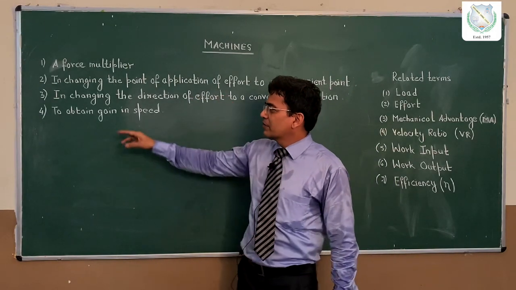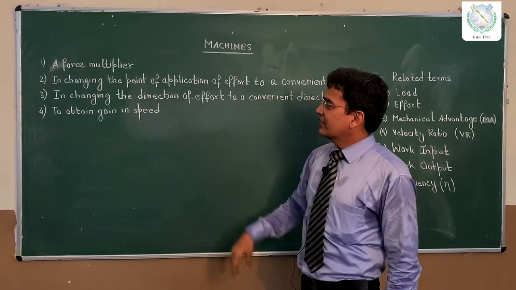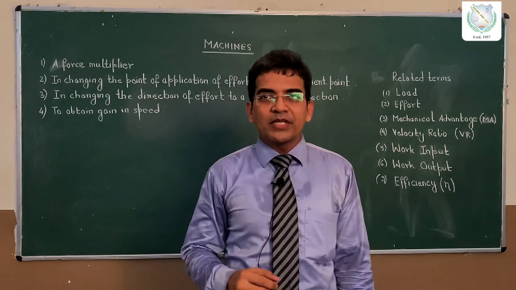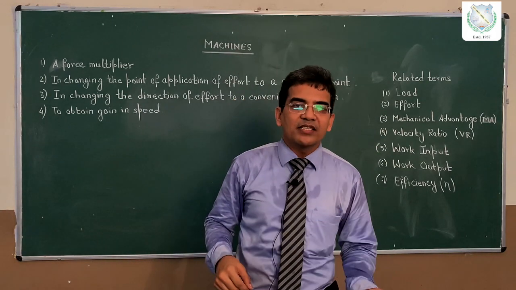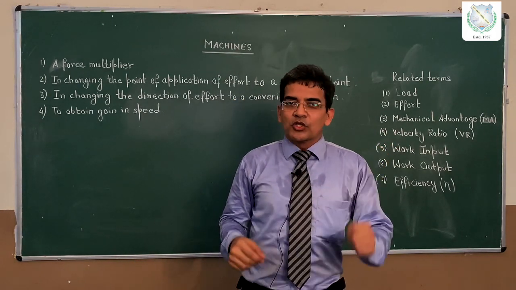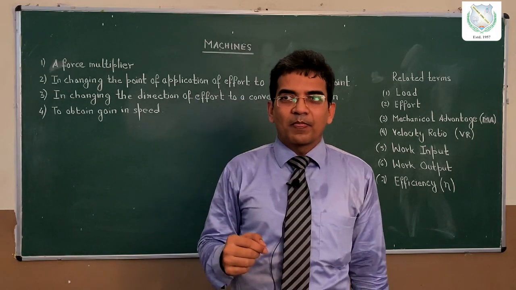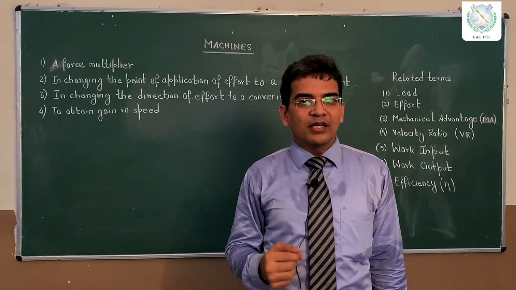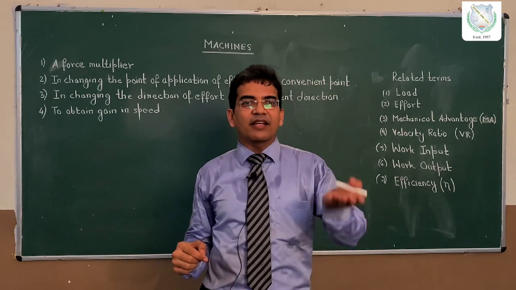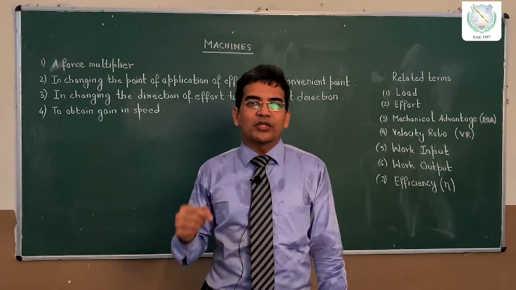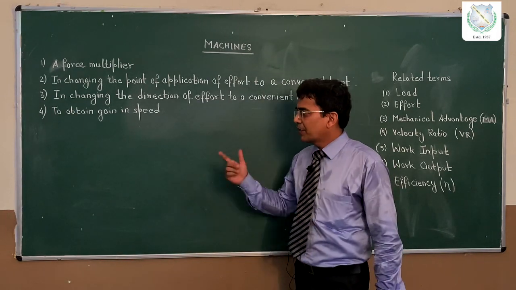The third point where the machine helps us is in changing the direction of the effort to a convenient direction. Sometimes we apply effort in a convenient direction and the outcome of that effort is in the upward direction. You can take the example of drawing water from a well. We use a single fixed pulley there. On the pulley, we apply the effort in the downward direction and the bucket is raised in the upward direction. So the machine has helped us to change the direction of the effort applied.